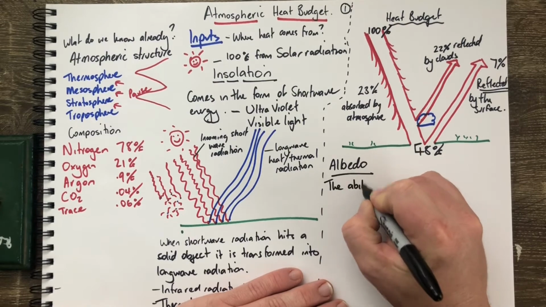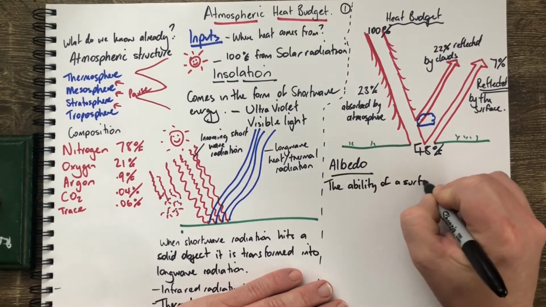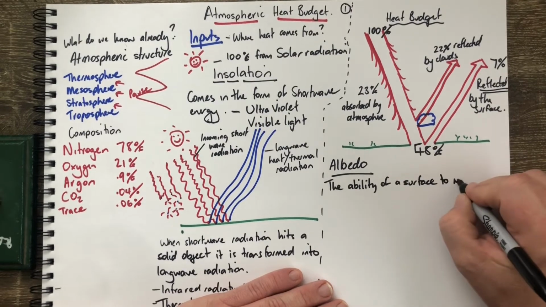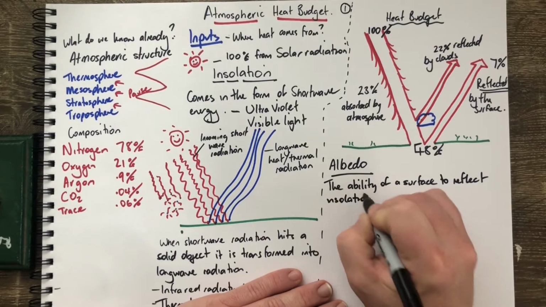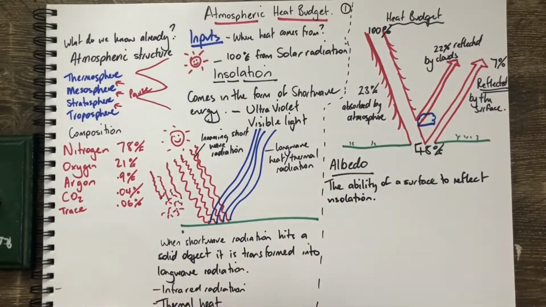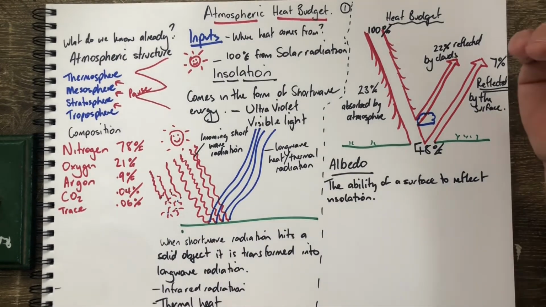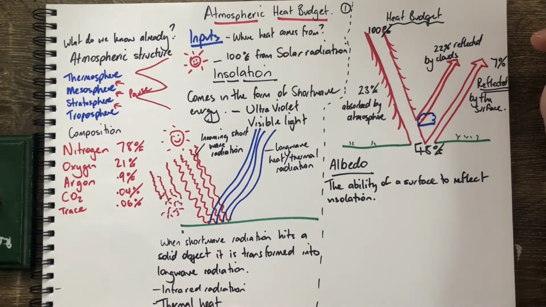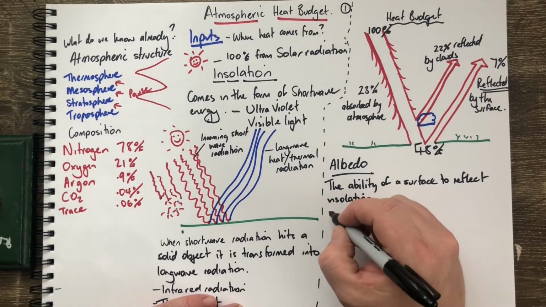The ability of a surface to reflect insolation. So if we think about objects that are darker in color and objects that are lighter in color, we automatically know the situation. I guess in summer, you put your hand on a white car, it's not going to be as hot as if you put your hand on a black car. So we'll write that down.